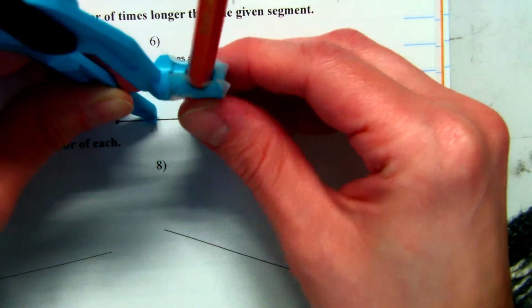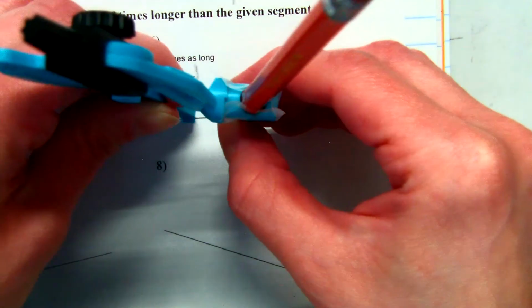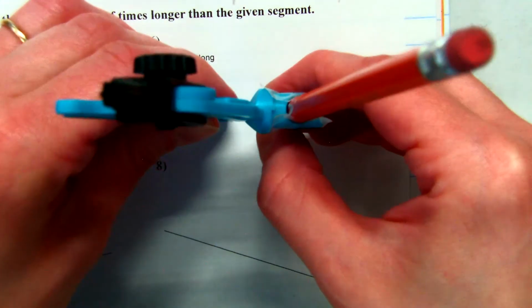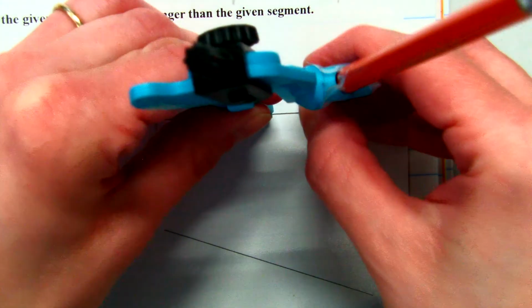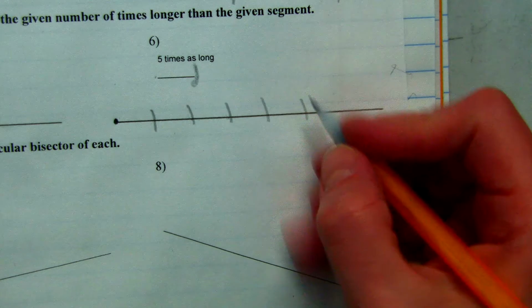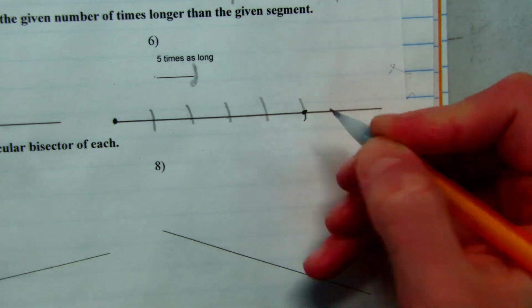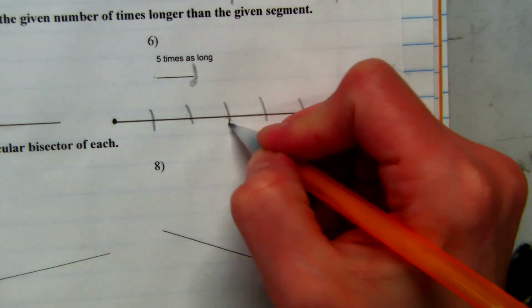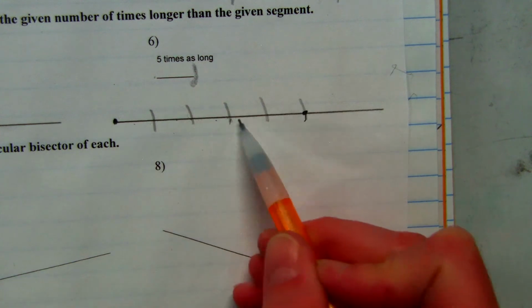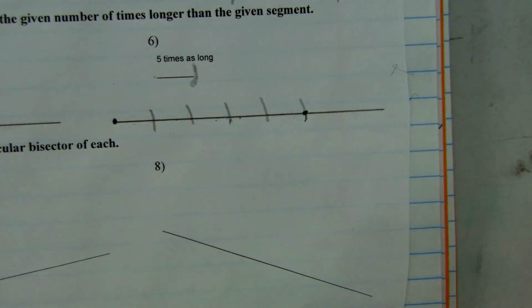So 1, there's 1 distance. 2, 3, 4, 5. And you might look at it just to make sure your compass didn't move. Sometimes if you've got the little plastic compasses, they do move quite a bit. Make sure this looks like you copied it 5 times. Okay? So those are all based off of the idea of copying a segment.